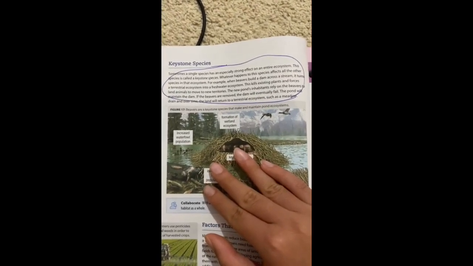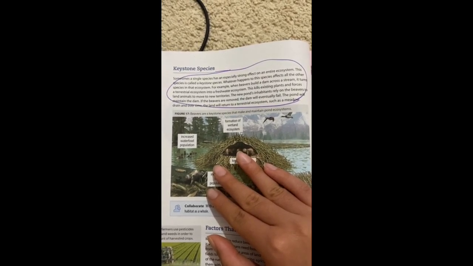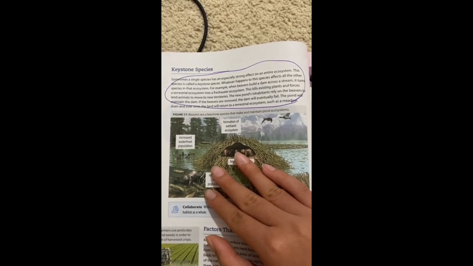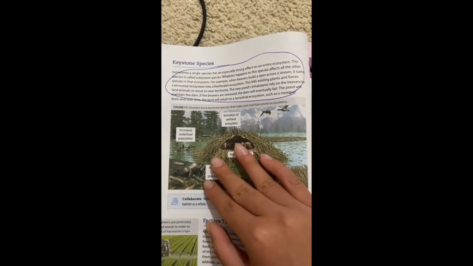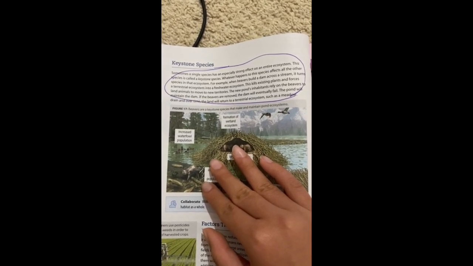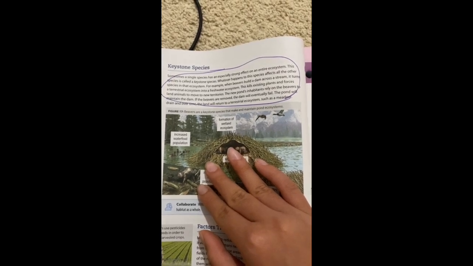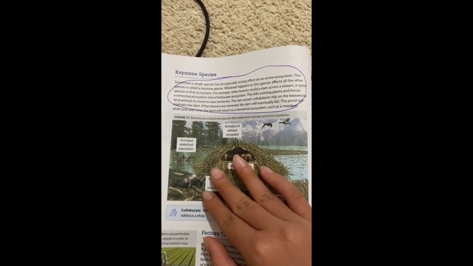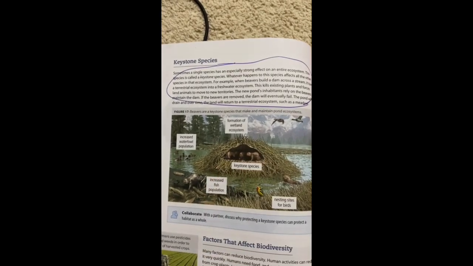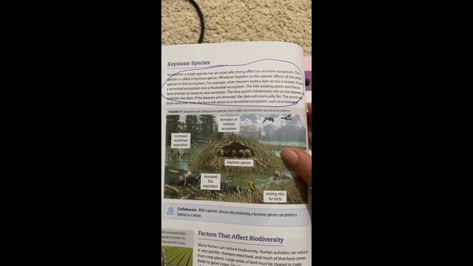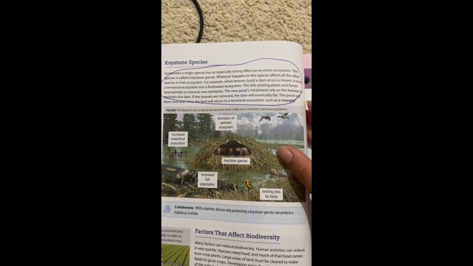Keystone species. Sometimes a single species has an especially strong effect on an entire ecosystem. This species is called a keystone species. Whatever happens to this species affects all the other species in that ecosystem. For example, when beavers build a dam across a stream, it turns a terrestrial ecosystem into a freshwater ecosystem. This kills existing plants and forces land animals to move to new territories. The pond's inhabitants rely on the beavers to maintain the dam. If the beavers are removed, the dam will eventually fall. The pond will drain, and over time, the land will return to a terrestrial ecosystem, such as a meadow.